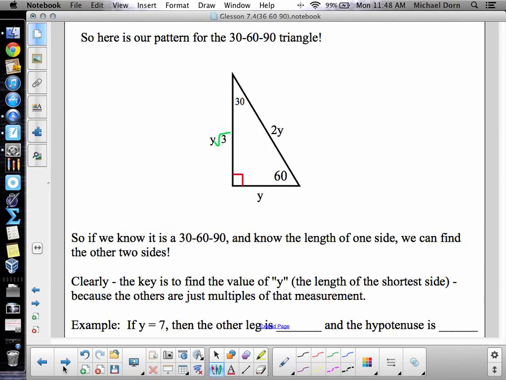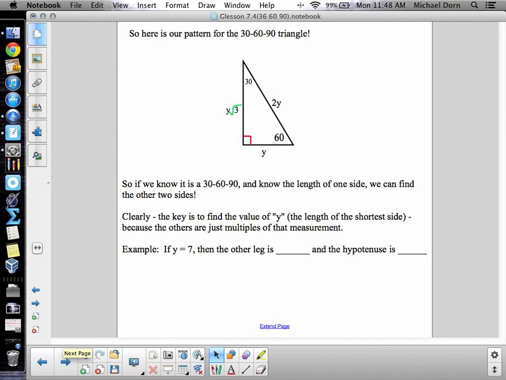For example, if I'm given that the length of the short leg is 7, then the hypotenuse has to be how long? Twice as much as the short leg, which would be 14. And the long leg is the short leg times the square root of 3, which would be 7 times the square root of 3. So the key is finding the length of that short leg.